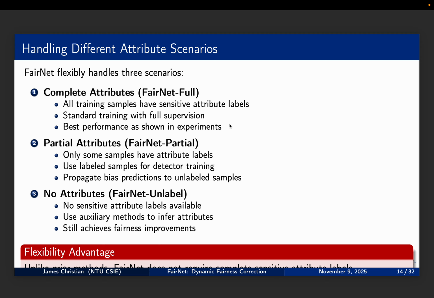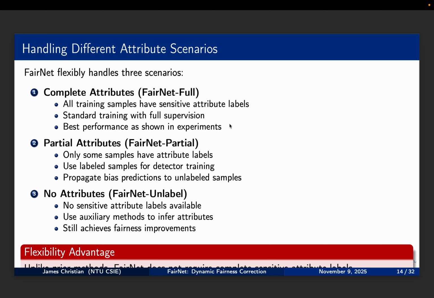FairNet flexibly handles three scenarios. First is complete attribute, called FairNet full. All training samples have sensitive attribute labels. This uses standard training with full supervision. This achieves the best performance as shown in the experiment.